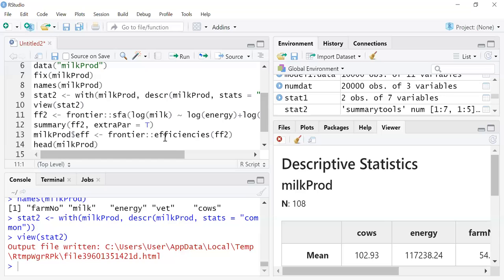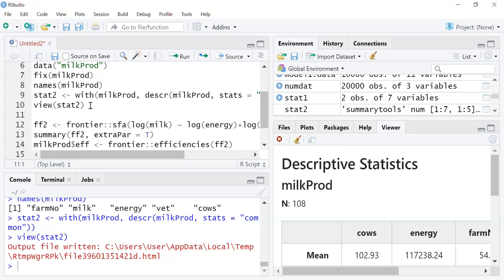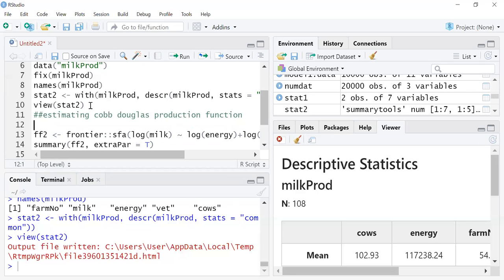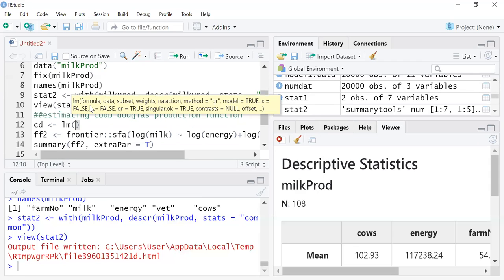So now let's come to estimation of our model. If you want to estimate the Cobb-Douglas production function, let's call it CD. CD equals lm. LM is the function for linear model. So in lm, we have log milk.